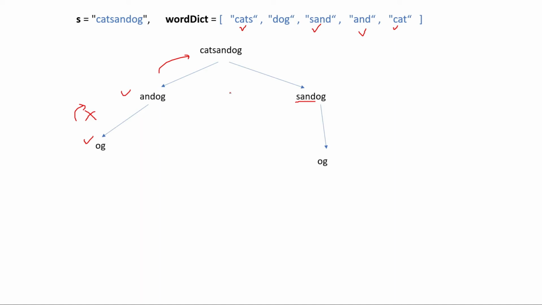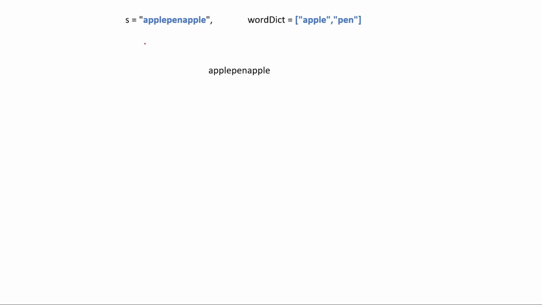Let's try with another example. Here the string is applepenapple, and the word dictionary is apple and pen. Here also we will run with our choices. So first we will match one prefix from this word dictionary. So the first match is apple. Okay. So if we match with apple, then the remaining string will be penapple. Now we have to check with penapple if something is matching or not as a prefix. Yes, pen is matching. Then what is the remaining string? That is apple.